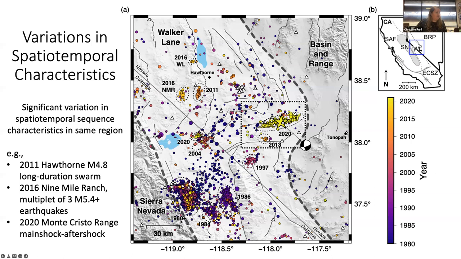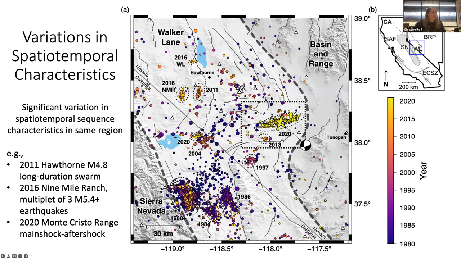Even in this very small area, and 30 kilometers is the scale on the bottom left of the map, we have a bunch of seismicity that has happened over a long duration with many different sequence characteristics. One example is the recent magnitude 6.5 2020 Monte Cristo Range earthquake, which was a main shock aftershock sequence. It didn't have any foreshocks really even close to the area, as you can see by the color scale here. Then in 2011, we had a really long duration, 5-month earthquake swarm, which had maybe 8 magnitude 4.7s to 4.9s. So it had a lot of earthquakes around the same magnitude over a long duration.